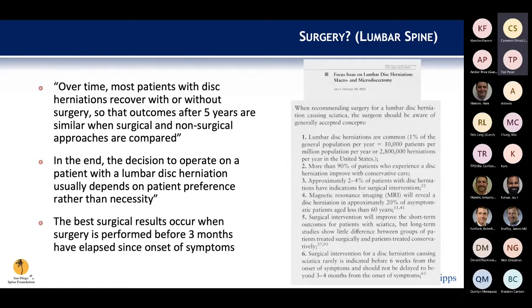We'll go into that and see when there are times where it's necessary or indicated and can have better results for the patients. And then they also noted that the best surgical results occur when surgery is performed before 3 months have elapsed since the onset of symptoms.